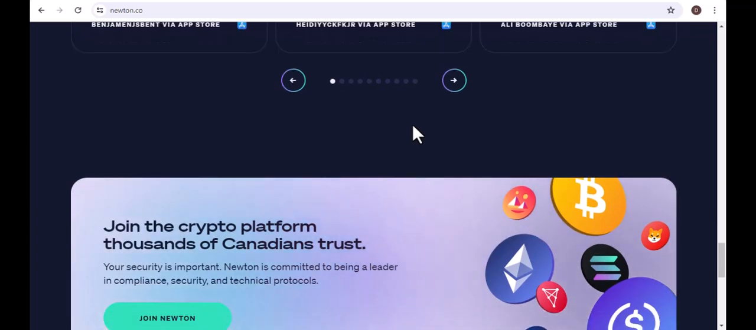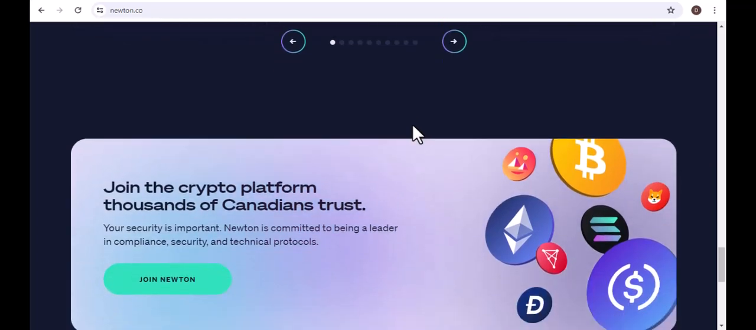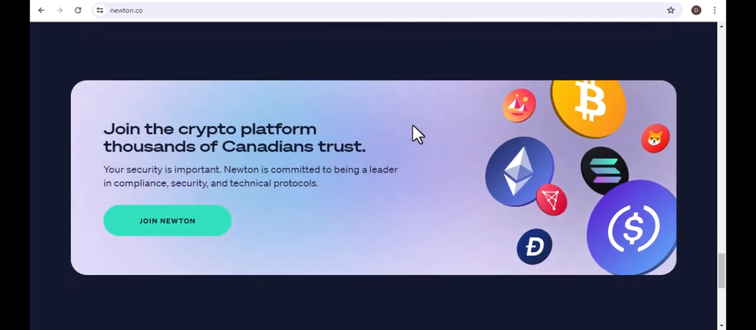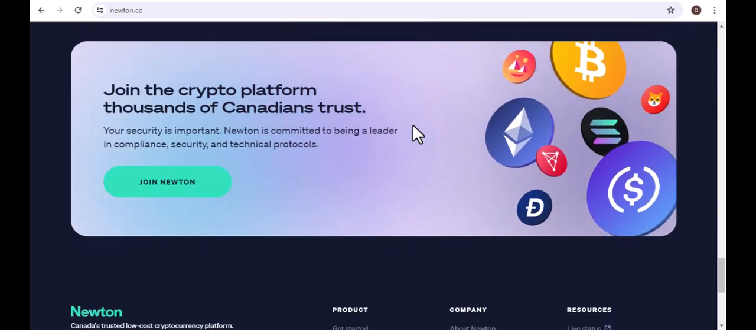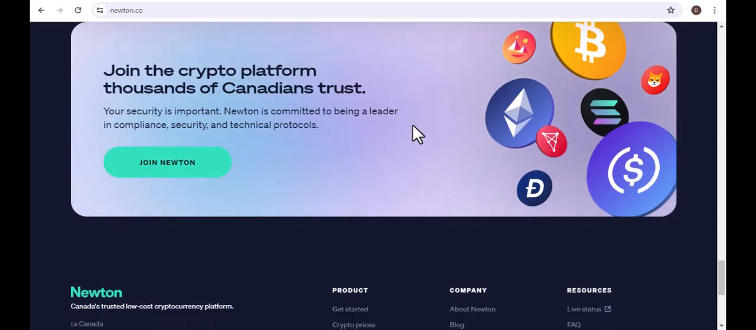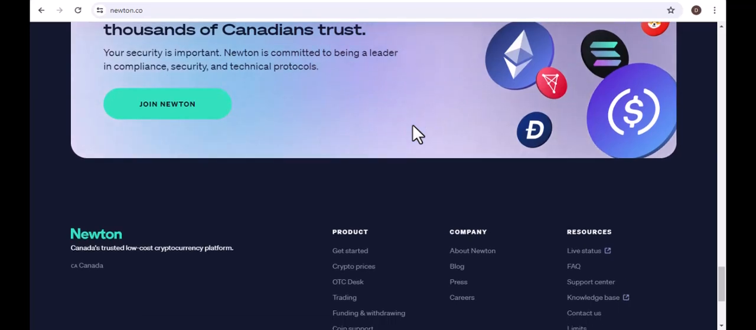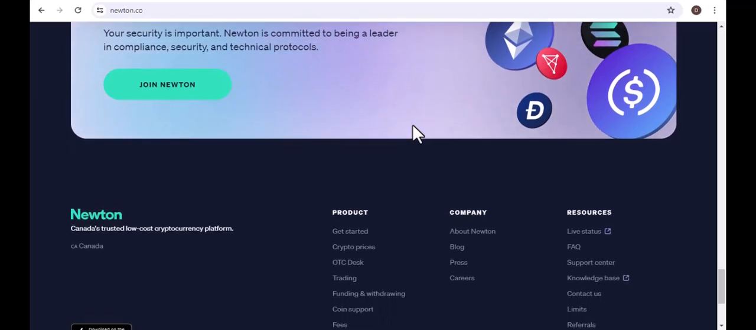For added security, if you have enabled two-factor authentication, 2FA, you will also need to enter the verification code generated by your authenticator app. This extra layer of security is highly recommended to protect your funds. Step 2. Navigate to the Withdraw section.